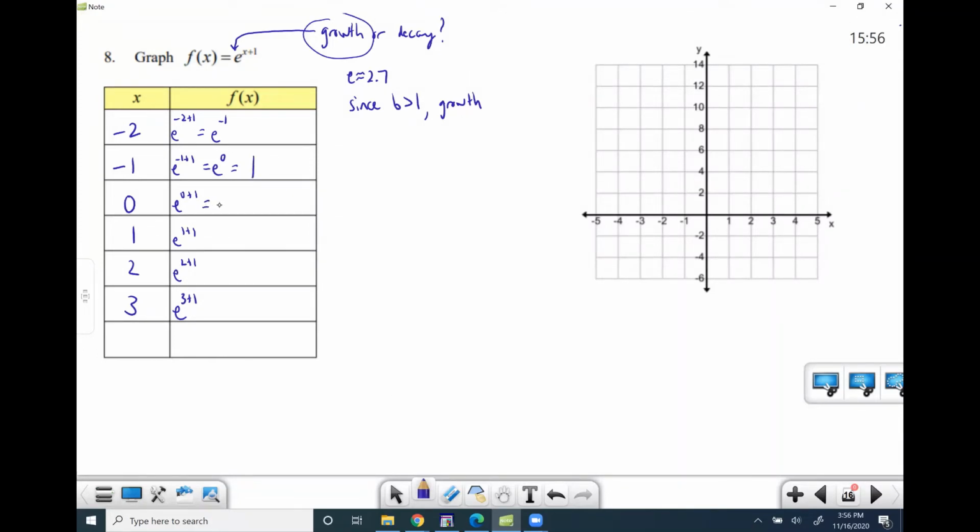Ooh, we could do this one by hand too, because this is just e to the first, which means it's just e, so 2.7-ish. And then the rest of these, we will have our calculator do for us, just because they're so gnarly. All right, let's start with e to the negative 1, you guys. Go ahead and put e to the negative 1 in your calculator.